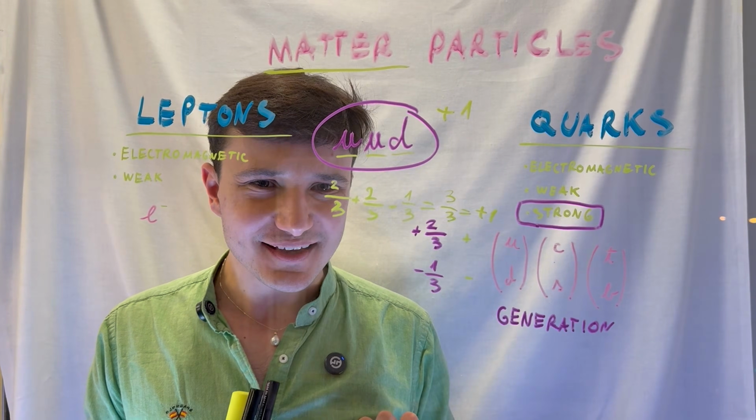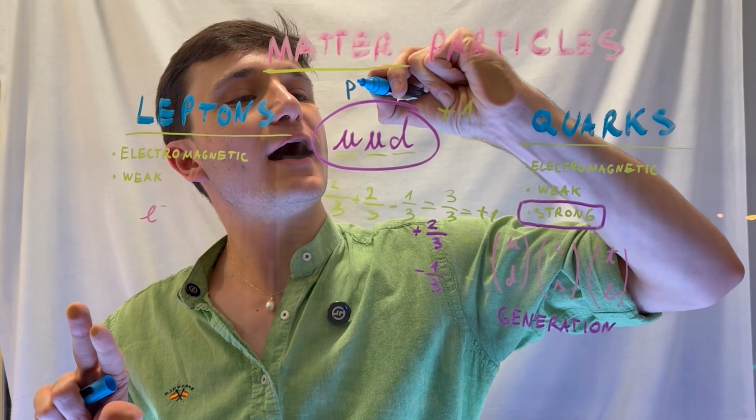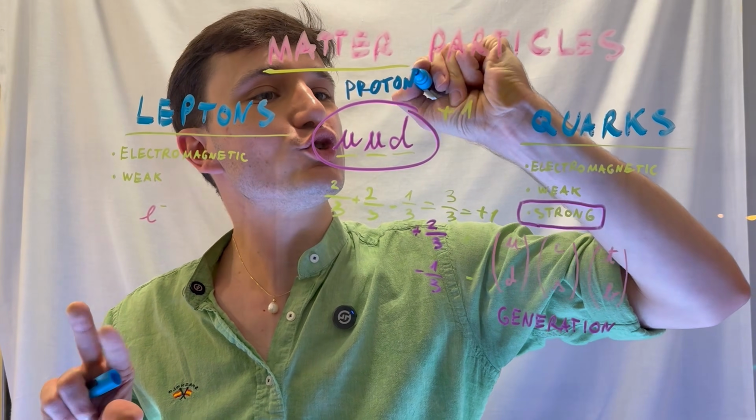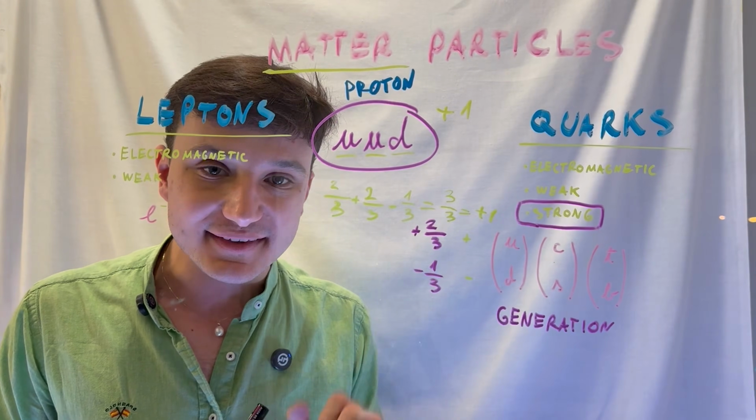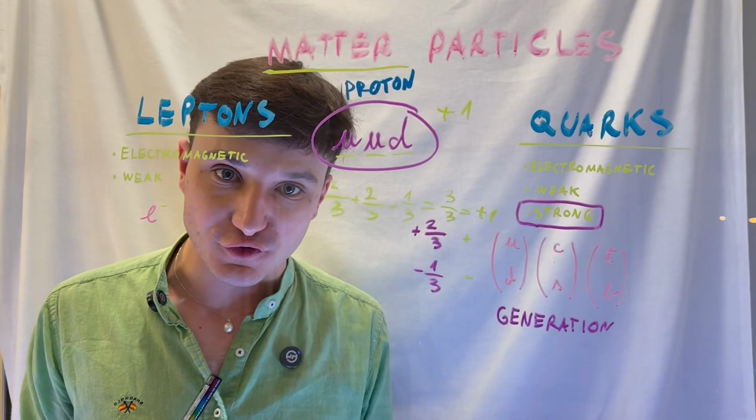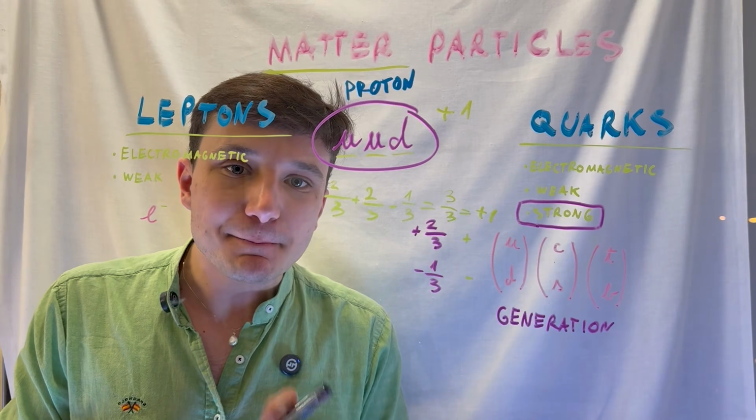I think you know what this is. This is what we call a proton. So would you look at that? We just constructed from 3 quarks our first proton. That's what happened at the Big Bang too.